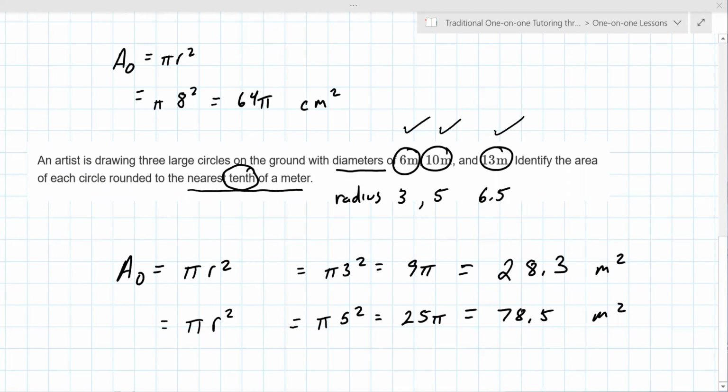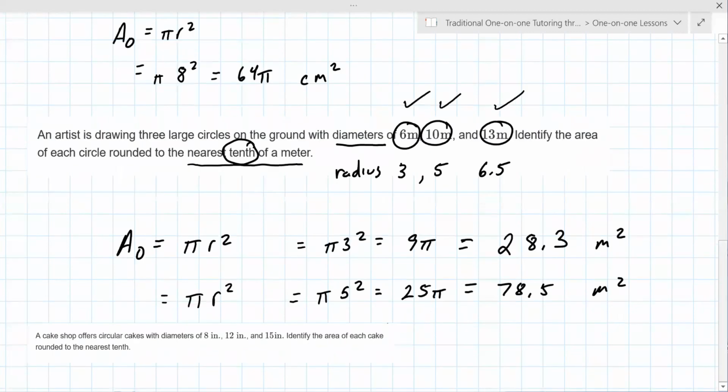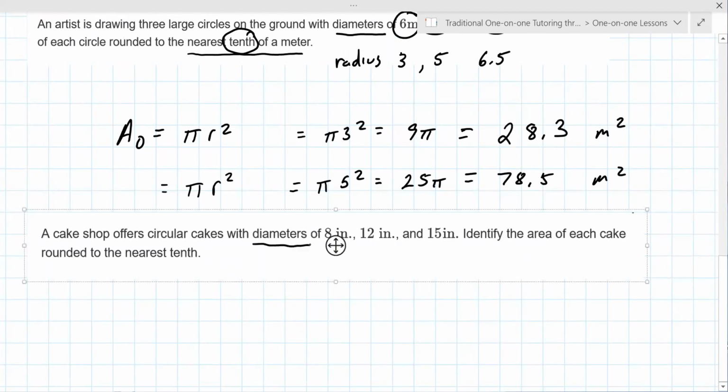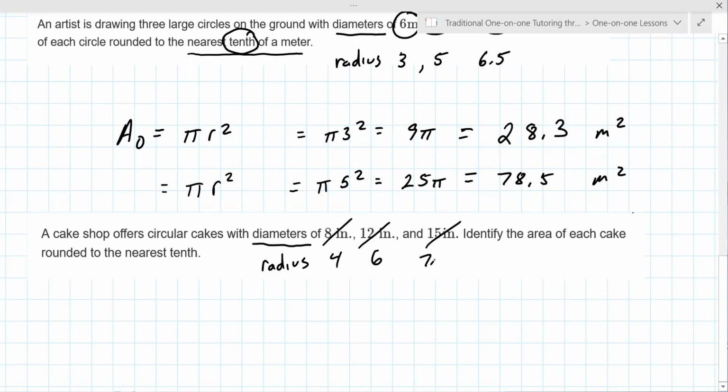Now you did that so well. Guess what you get to do? You get to do one in the next problem, which is exactly the same, except it's different numbers. Again, they give you the diameter. Do you need the diameter? No. You need the radius. So give me the radius of each one. The radius for 8 is 4, 6 for 12, and 7.5 for 15.